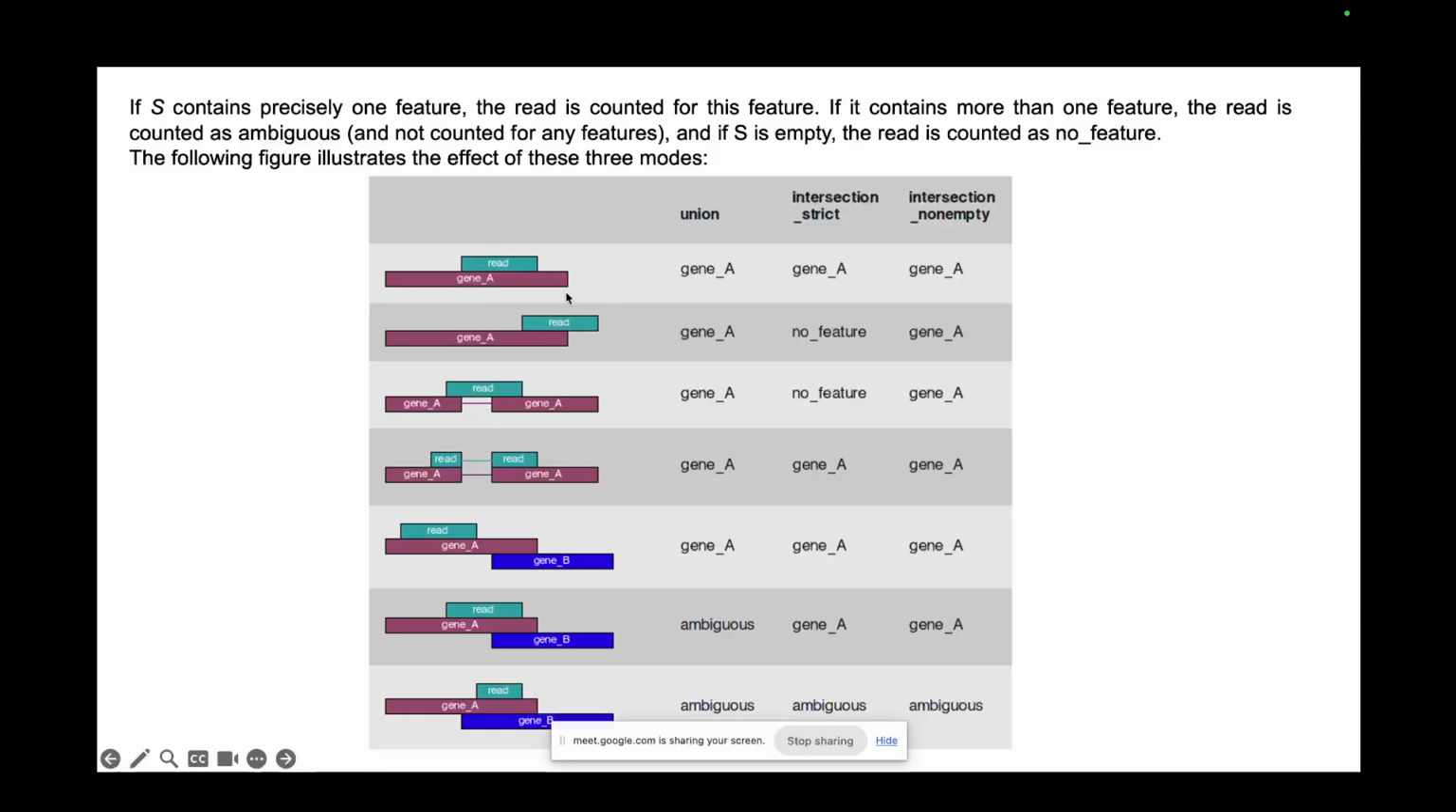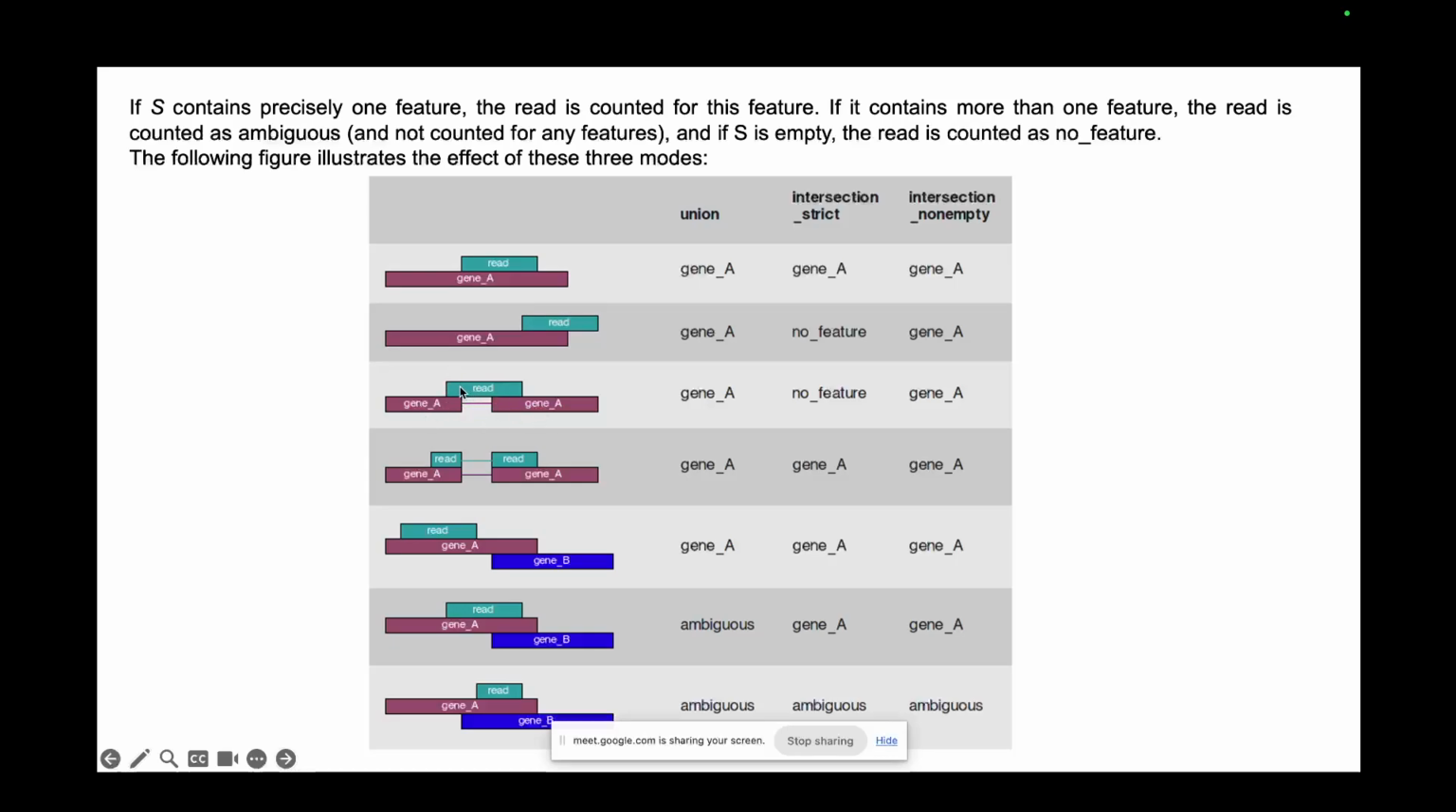So let's take this example. You have a read here, and the gene is spanning here. If you take union, intersection, and intersection non-empty, in all these cases it is mapping to gene A, right? For the second case, if you take union, it is still mapping to gene A, but it is not fully mapping to gene A, right? Some of it is unmapped. So if you take strict intersection, it will give you no feature, and if you take non-empty, it will give you back gene A.